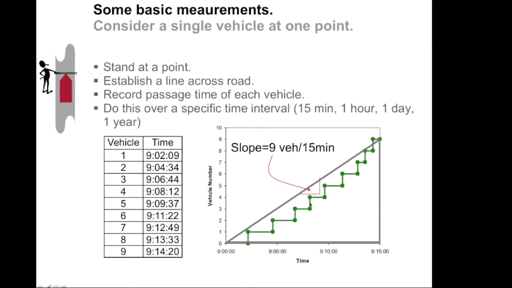So it kind of went up and down a bit according to the tip of the green dots. But in this case, the average flow, 36 vehicles per hour, is shown by the straight gray line.